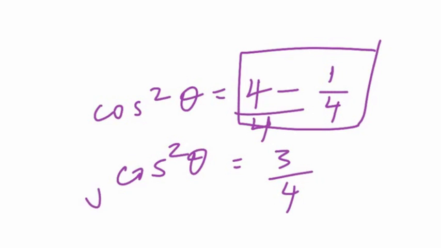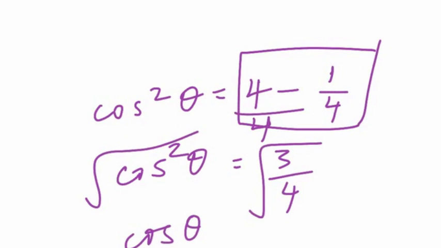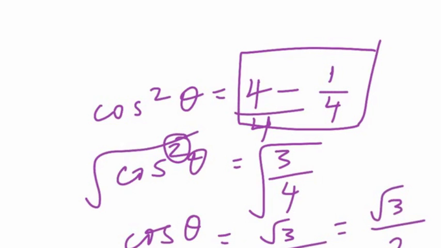Now, we don't want cosine squared theta, we just want cosine theta. So what we need to do is take the square root of both sides. When we do that, we undo the square, and we just get plain old cosine theta. Now, how do we take the square root of a fraction? It works the same way as it does with exponents. We just take the square root of the numerator over the square root of the denominator. The square root of the denominator is just 2. Now, remember when you take the square root of something, technically the answer could come out either positive or negative. So which is it in this case?